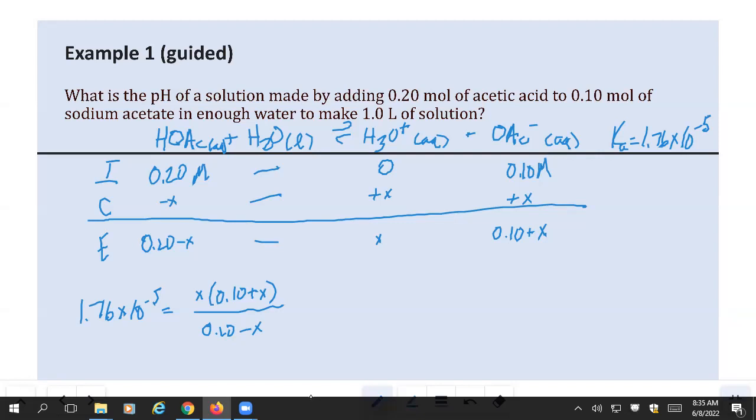And so what we have here is the makings of a pretty messy quadratic. 1.76 times 10 to the negative fifth times 0.2 is 3.52 times 10 to the minus sixth.